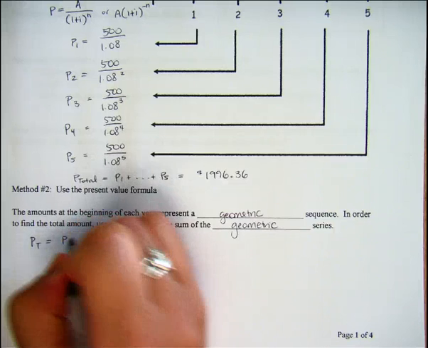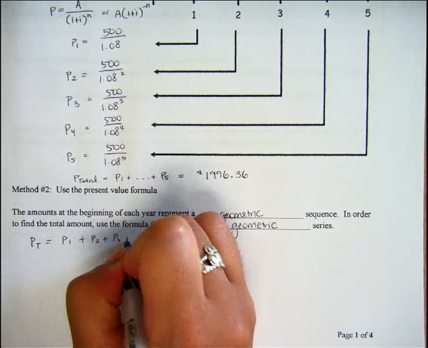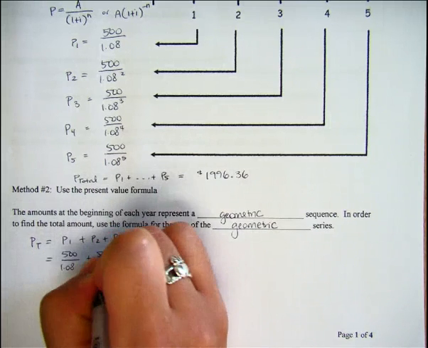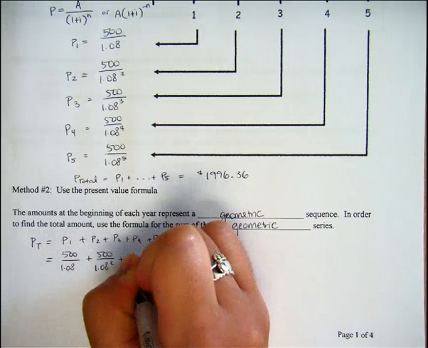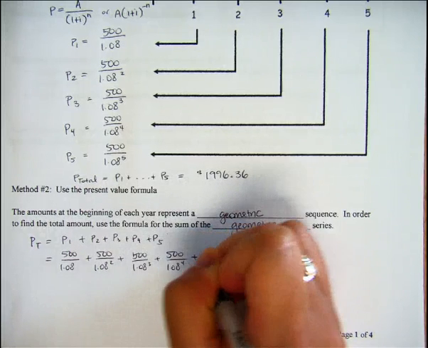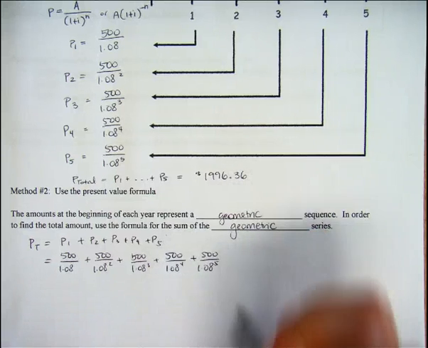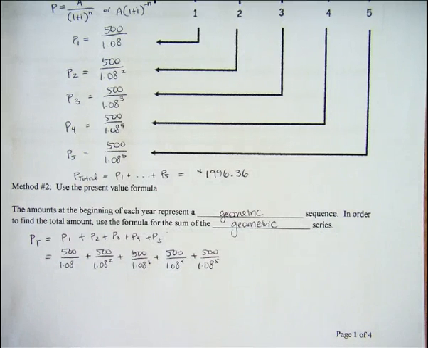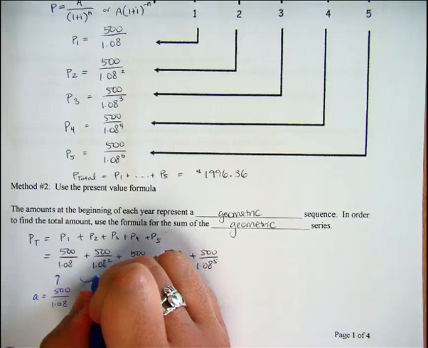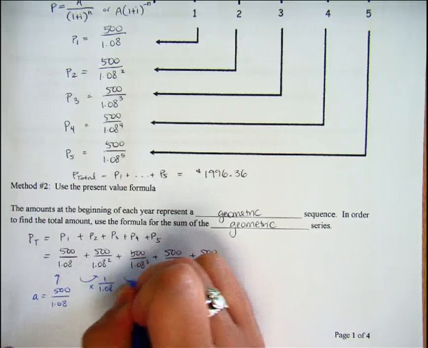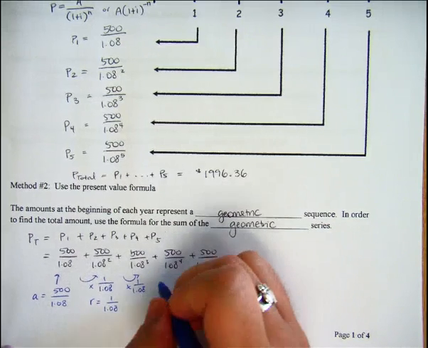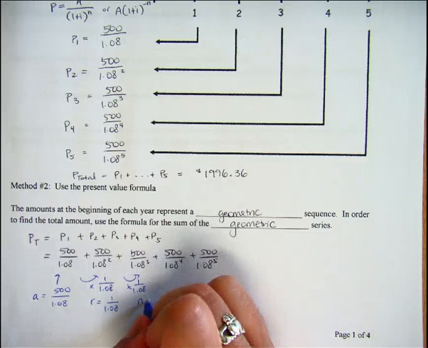So I'm going to write it all out in one line, P1 plus P2 plus P3 plus P4 up to P5. So this is 500 over 1.08 plus 500 over 1.08 squared, 500 over 1.08 cubed, 500 over 1.08 to the power of 4, 500 over 1.08 to the power of 5. Now, if you notice, for the geometric series, our first term, a, would be 500 over 1.08. We keep multiplying by 1 over 1.08. That is our common ratio r. Okay. And we have 1, 2, 3, 4, 5 terms in total.